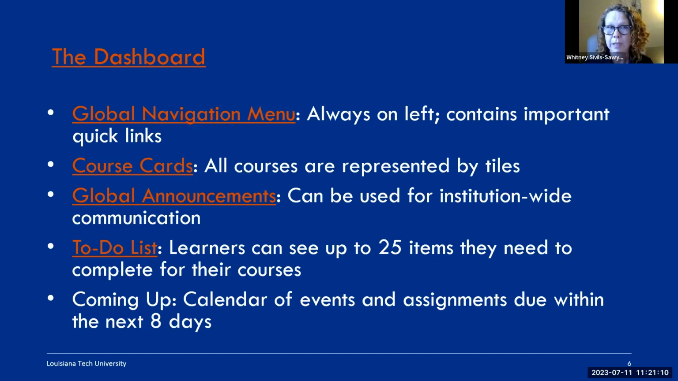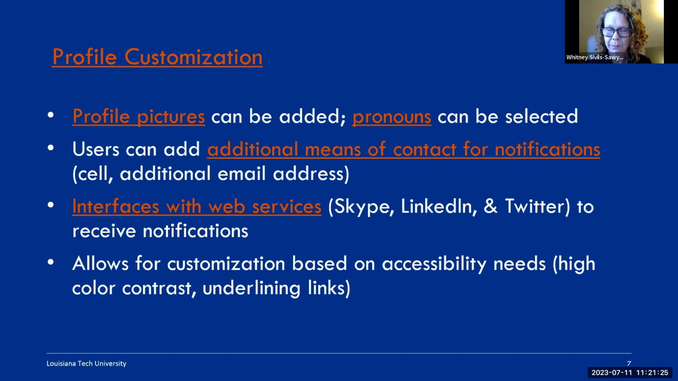Also on the dashboard is the to-do list. So learners can see the top 25 items they need to complete their course. And then coming up, it shows everything that's coming up for them within the next 8 days. So that's attached to the calendar. You can also customize your profile. You can add a profile picture, which I highly suggest for anybody who is dealing with online learners. And you can also add pronouns if you so desire.